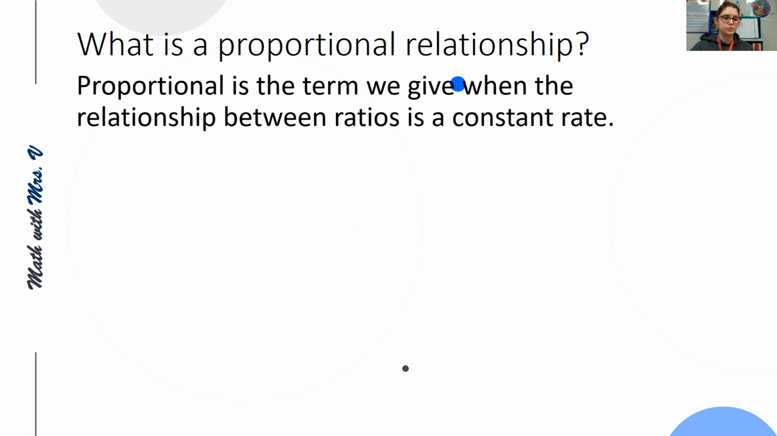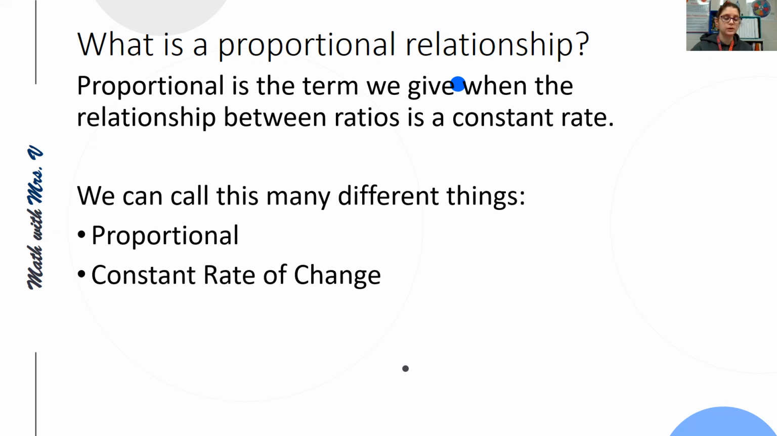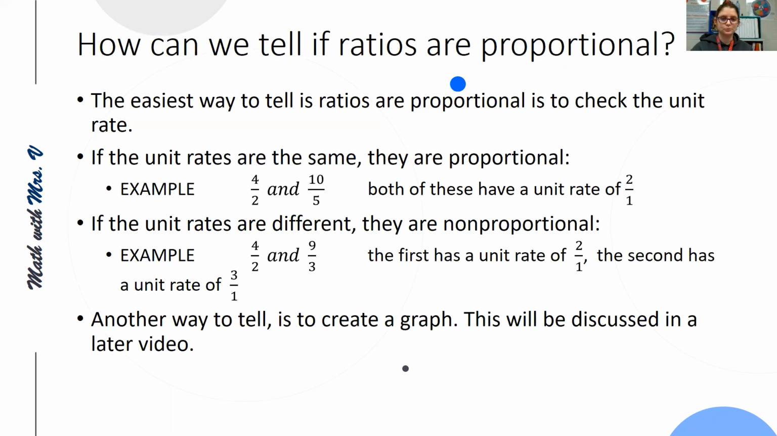Well, something is proportional. It's the term we give when the relationship between ratios is a constant rate. We can call this many different things. We call it being proportional. We call it having a constant rate of change, or we say that they have the same unit rate. And that's what we're going to focus on.